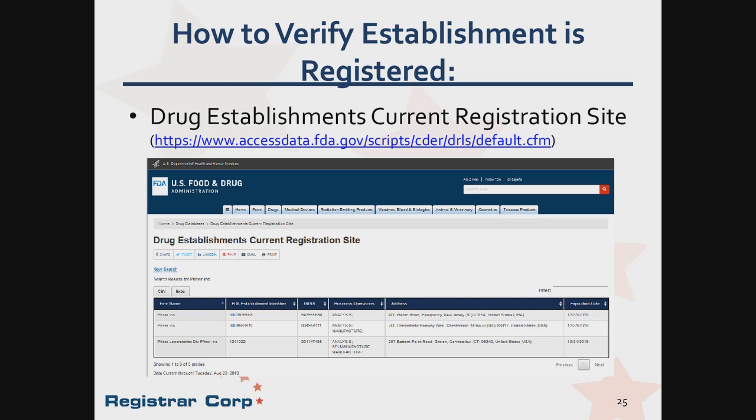To verify whether a facility is registered with FDA, FDA has a public database known as Drug Establishment Current Registration Site. This site only publicly displays certain information from the registration. Information such as the firm name, FDA establishment number, commonly referred to as the FEI, Facility Establishment Identifier, DUNS number, business operation, address, and expiration date of the registration.